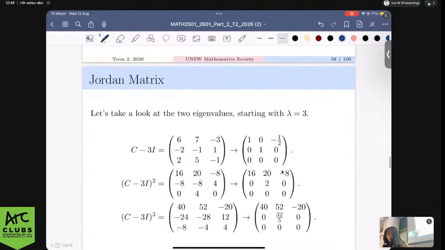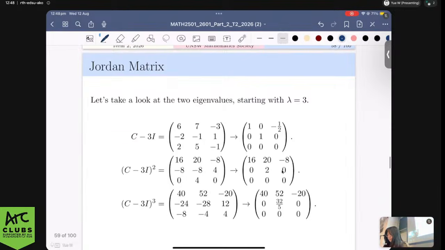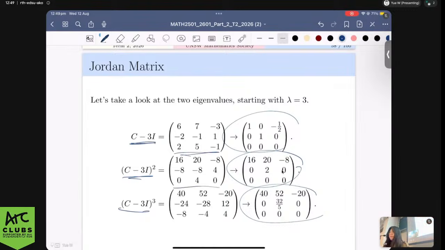So now let's take a look at the two eigenvalues. I guess what we can do is start off with lambda equal to 3. So if you start off with lambda equal to 3, consider C minus 3I, C minus 3I all squared, C minus 3I all cubed to find these matrices here. And after you determine this one, you just want to row reduce it to make our life a bit easier. Because from this, you'd want to find the kernel, right, to find the corresponding vectors.